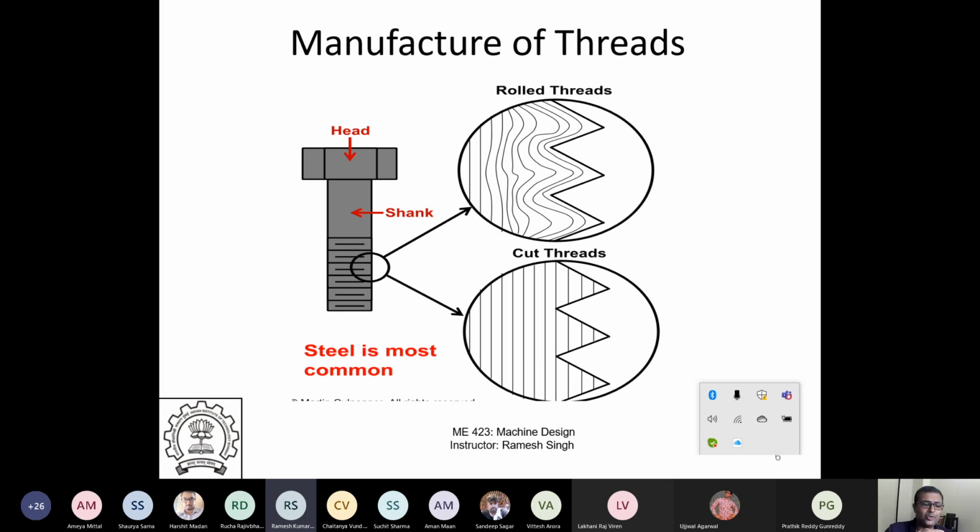So when you manufacture the threads, do you know how you manufacture a thread? How do you make a thread? Those nuts, how are the bolts made? And nuts also, because nuts will have internal threads. How do you make those? What will be the process to do it? Any ideas? Forming or machining? Only two? Any other way to make it?